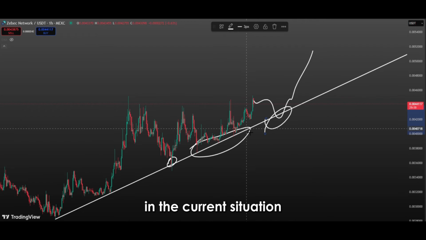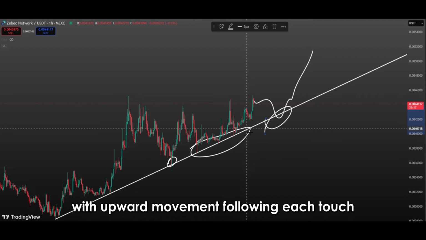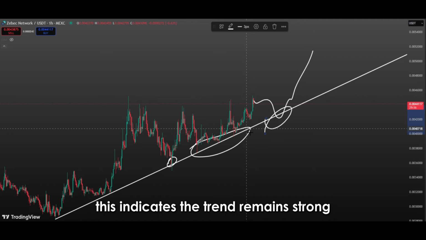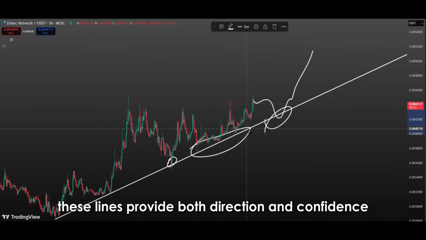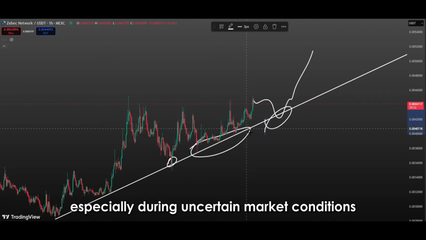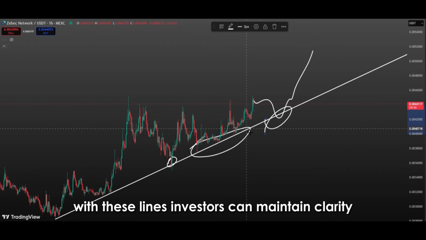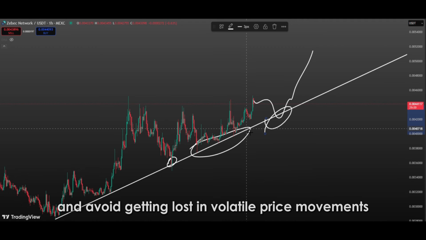In the current situation, the price continues to respect this line, with upward movement following each touch. This indicates the trend remains strong and buyers are still actively participating in the market. Uptrend lines also have a significant psychological impact on investors. These lines provide both direction and confidence. Especially during uncertain market conditions, such trend lines offer investors a technical anchor. With these lines, investors can maintain clarity and avoid getting lost in volatile price movements.